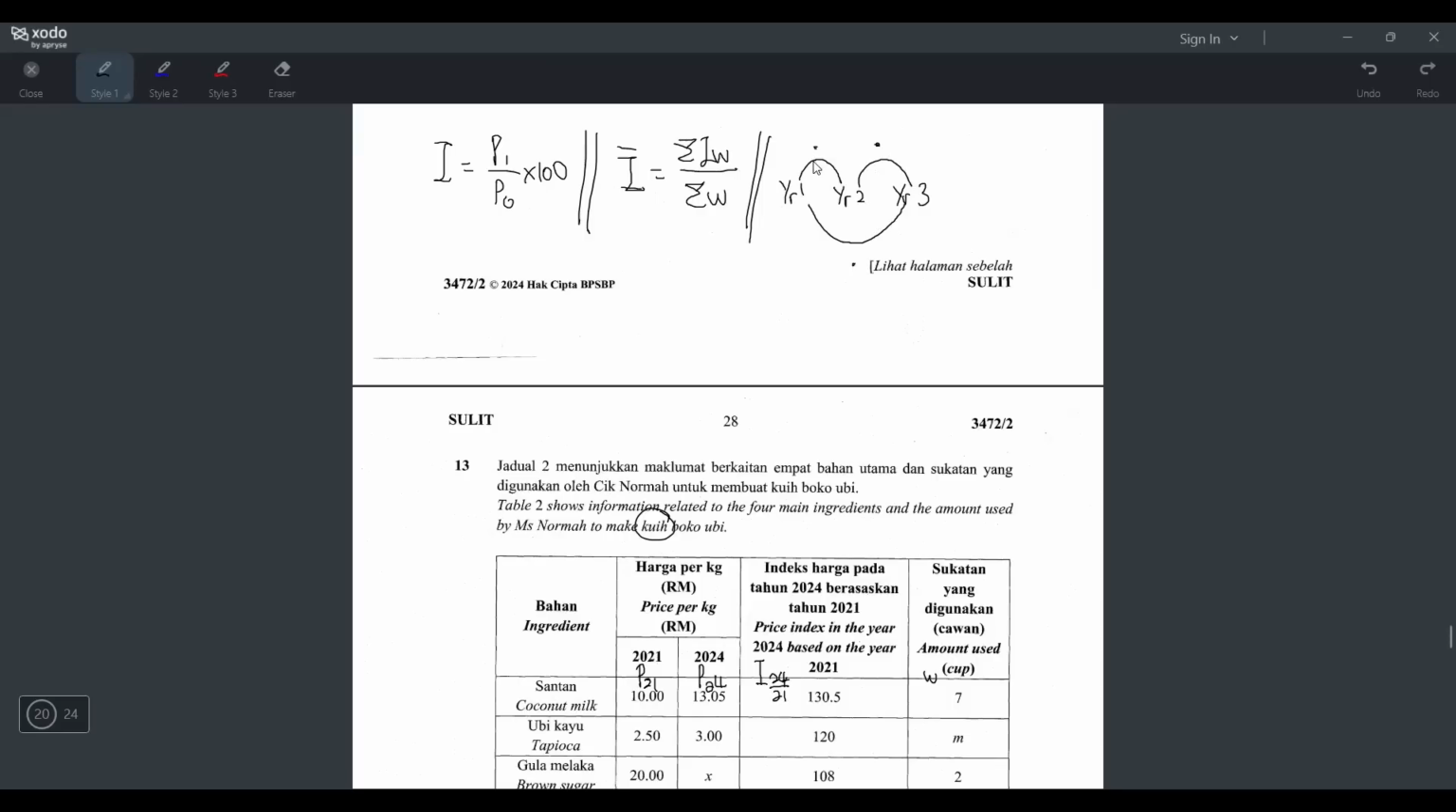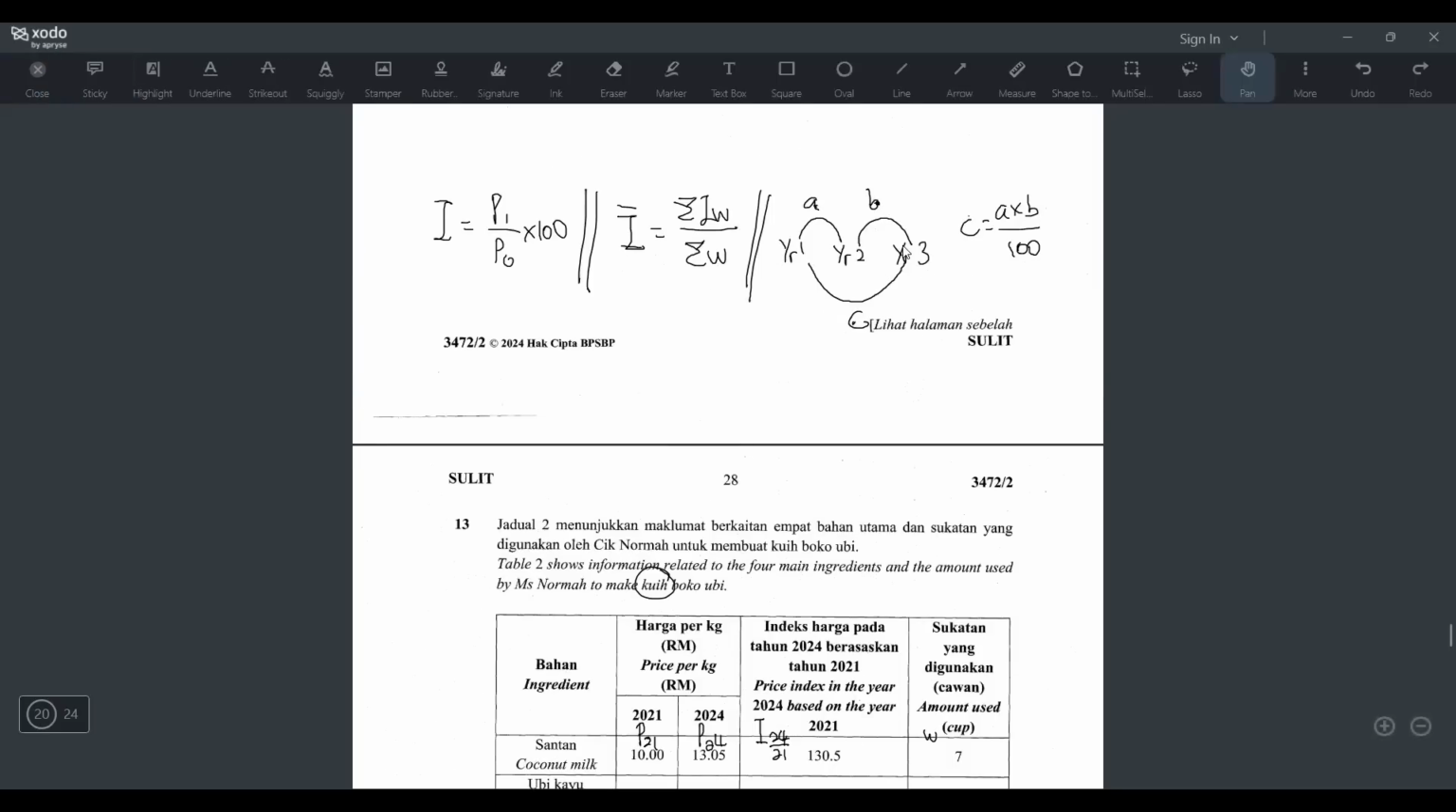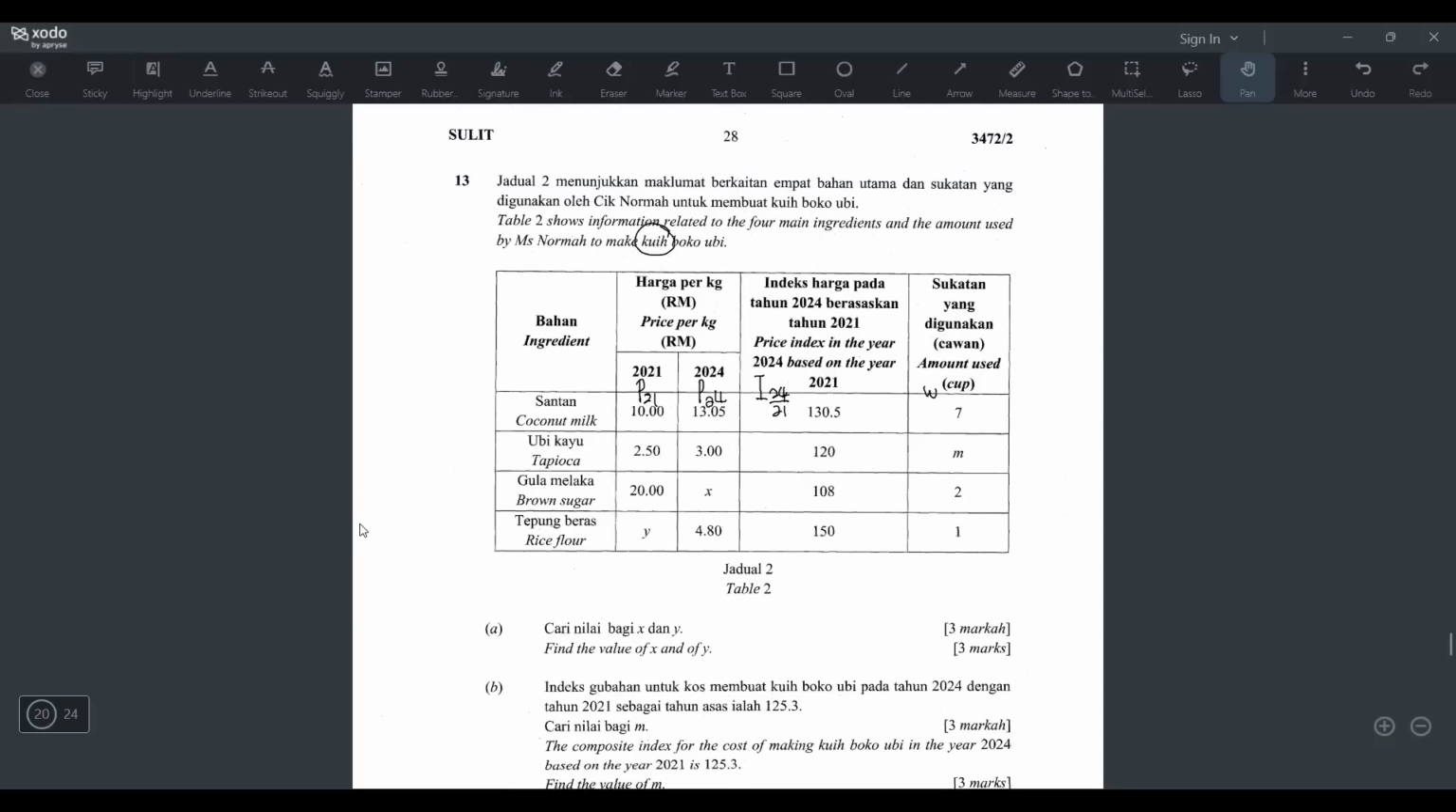And the formula is, okay, if this is A, this is B, this is C, let's call this ABC for now. The ABC will either be the price index, or it can also be the composite index. And the formula is, C will be equal to A times B divided by 100. It means that the longest line here, you can see this is the longest line, will always be the other two multiplied, divided by 100. Okay, but we will only use this method when 3 years are involved in your question. And this method, you can use it to find price index. You can also use it to find composite index. Okay, I will continue with part A now. So I will do A here.